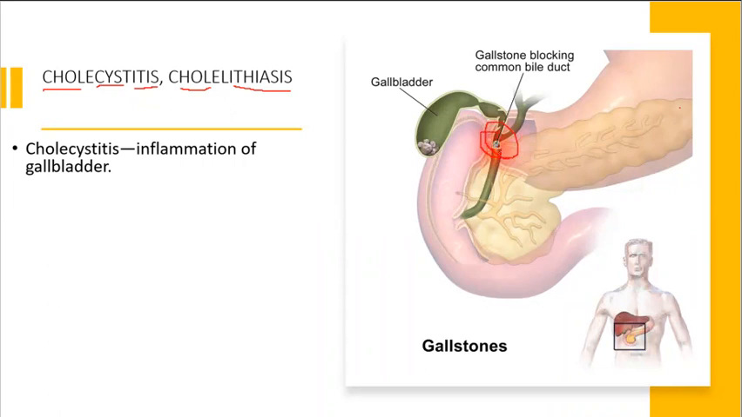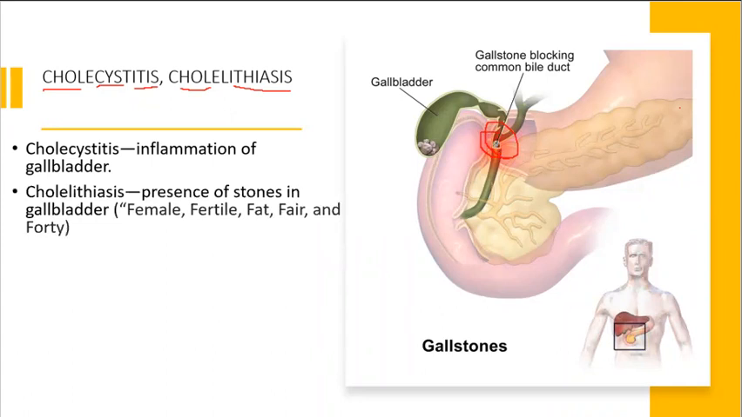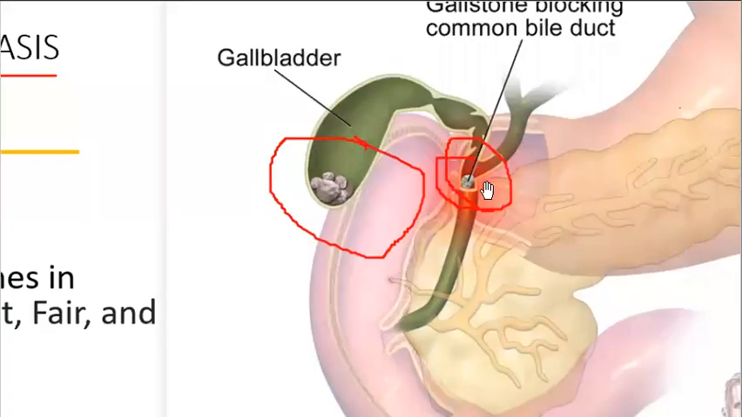Again, we also have cholelithiasis, which is the presence of stones in the gallbladder. So that's our gallbladder right there. And those are stones. So this patient will present with cholecystitis when you have stones obstructing the tube that leads from the gallbladder to the small intestines. And when you have stones in the gallbladder itself, that will be referred to as cholelithiasis.